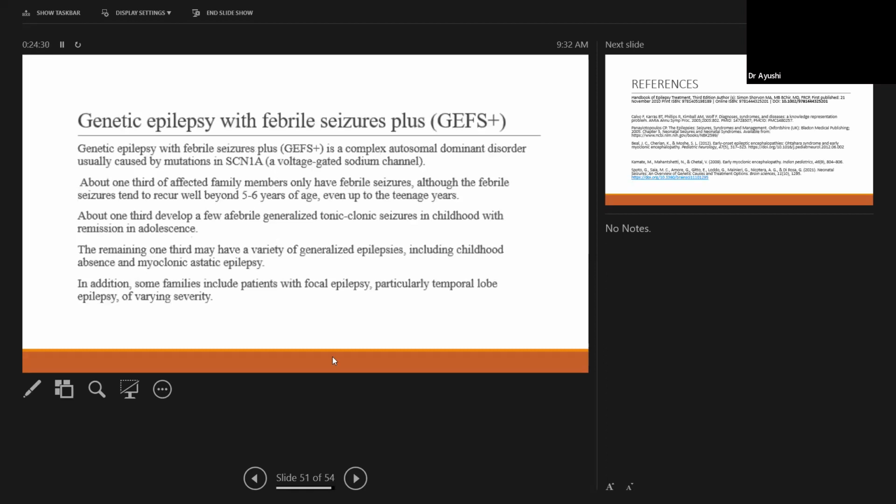Last, we will talk about genetic epilepsy with febrile seizures plus. This is a complex autosomal dominant disorder, usually caused by mutations in SCN1A, which is a voltage-gated sodium channel. About 1/3 of affected family members only have febrile seizures, although the febrile seizures tend to recur well beyond the 5 to 6 years of age, even up to teenage years. About 1/3 develop a few afebrile GTCS in childhood with remission in adolescence. And the remaining 1/3 may have a variety of generalized epilepsies, including childhood absence and myoclonic astatic epilepsy. In addition, some families include patients with focal epilepsy, particularly temporal lobe epilepsy of varying severity.